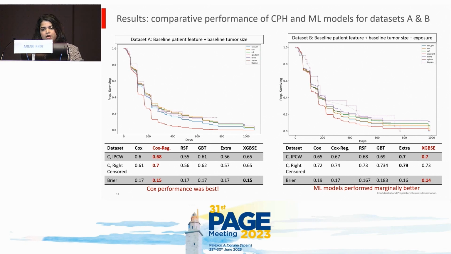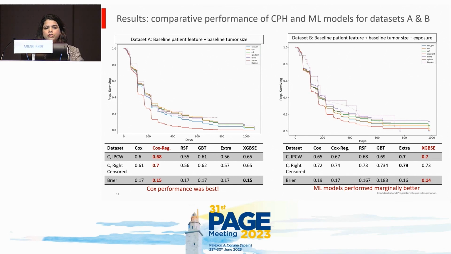So what happened here? For our baseline patient data set, that's data set A, we used Cox regression analysis and Cox regularized, which is just a different flavor of Cox, used when we have a lot of missing data and we want more accuracy around it. And we compared 4 different random forest-based methods: gradient boosted method, extra tree methods, and XGBSE, which is extreme gradient boosted. So it's basically gradient boosted on steroids. I will go into a little bit of detail on these methods if there is interest after the results.